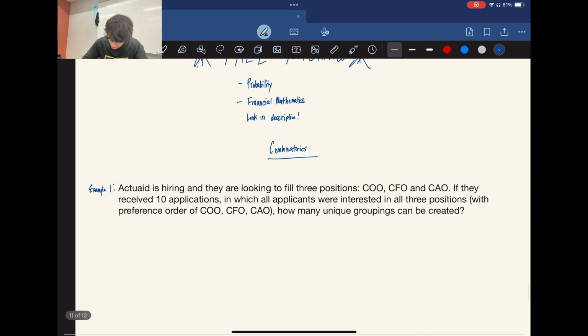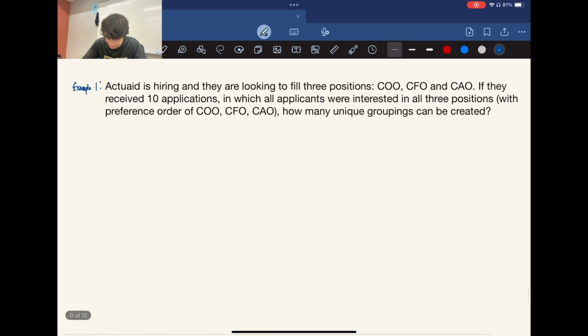So I decided, for our first example, to go with something that is actually pretty applicable to my own life and this company. Although the numbers are a little bit different, the concept is still the same, and this is how you would calculate the probability of it. So Actuate is hiring, and they're looking to fill 3 positions: COO, CFO, and CAO. If they received 10 applications in which all applicants were interested in all 3 positions, with preference order of COO, CFO, and CAO, this will be important in a little bit, how many unique groupings can be created?